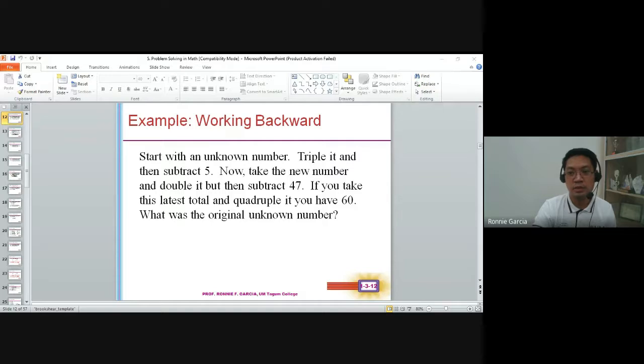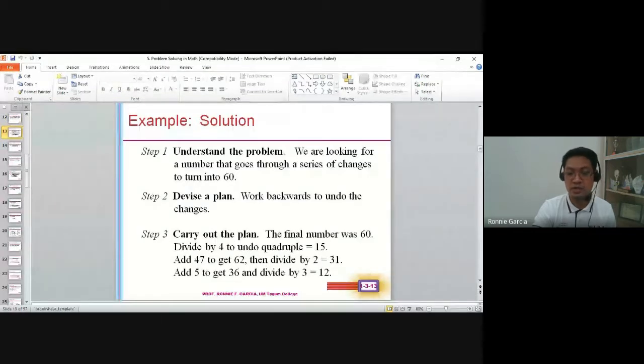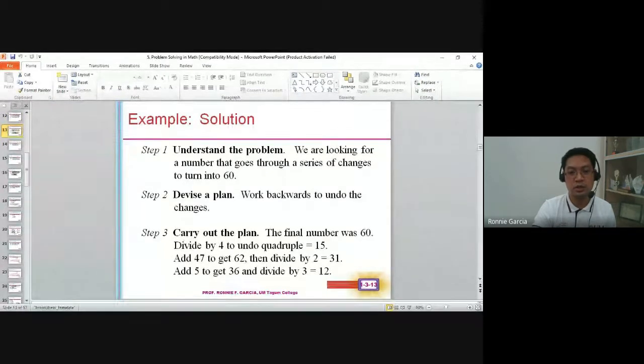So if you can still remember yesterday, nagsugod ka sa 60. So for the solution of this problem, you have 60 tapos gi-undo nimo tanan, gi-reverse nimo tanan processes katong mga quadruple, katong mga triple, katong mga add nahimo and subtract nahimo na siya og division, subtraction, addition depende kung unsang iyang reverse operation.